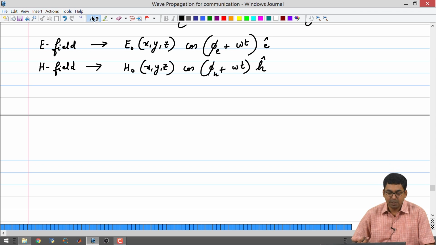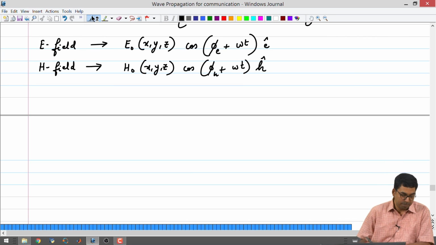So, let us first start with the simple calculation for power density. Since this is instantaneous electric field and instantaneous magnetic field that we are using, the power that we are calculating will be known as instantaneous power, or instantaneous power density.